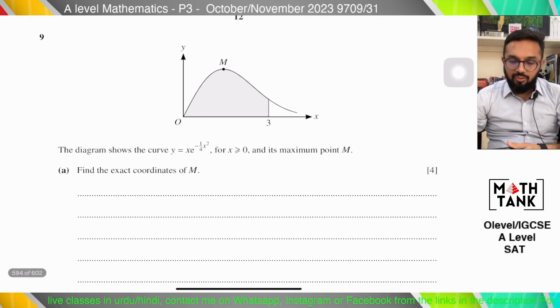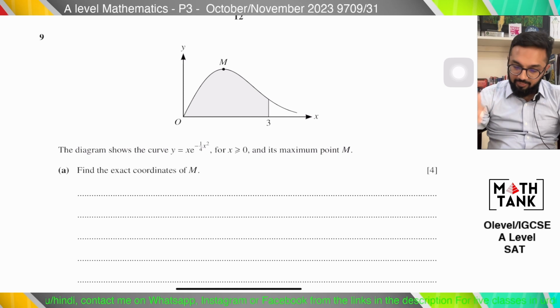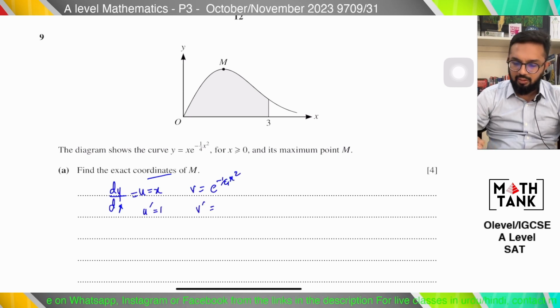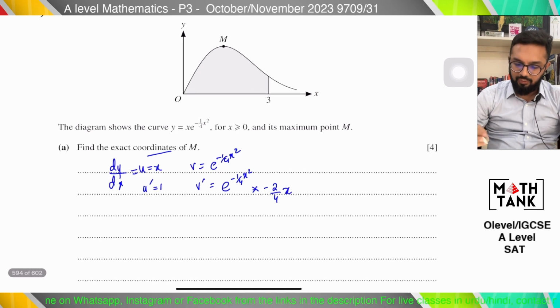Okay, next question. It says the diagram shows a curve with its maximum point. How do you find the maximum point? You differentiate and you equate to 0. This is the product rule as I see it. So u equals x and v equals e power minus 1 over 4 x squared. U dash is 1 and v dash is e power minus 1 over 4 x squared into minus 2 over 4 x, differentiating the function on the top.